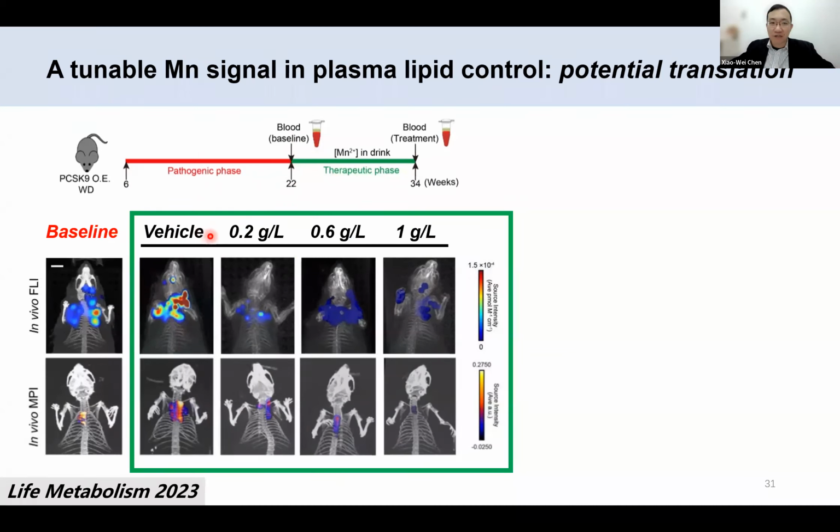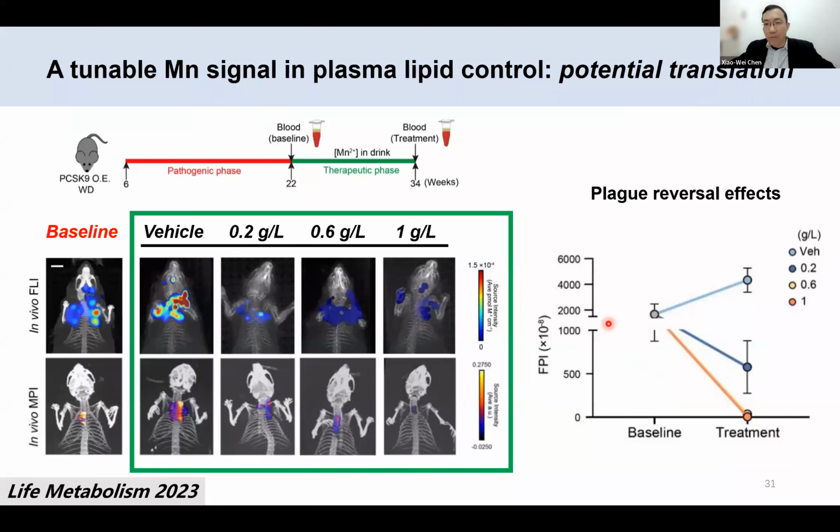And interestingly enough, we see a very nice reversal, and to some extent very complete in some cases, of the existing atherosclerotic plaques in these live mice. In some cases, the effect is so strong that we even need to break the y-axis to put some of these quantifications in the same panel.